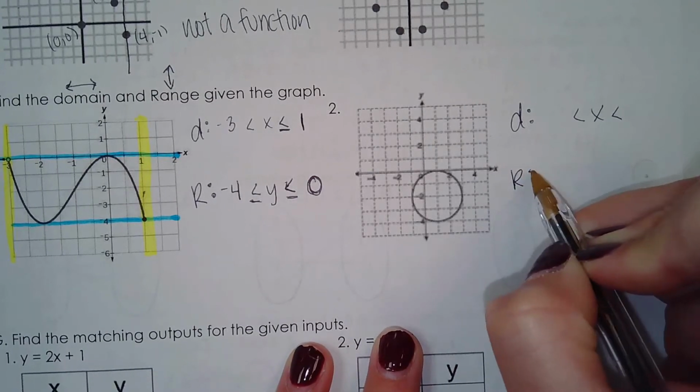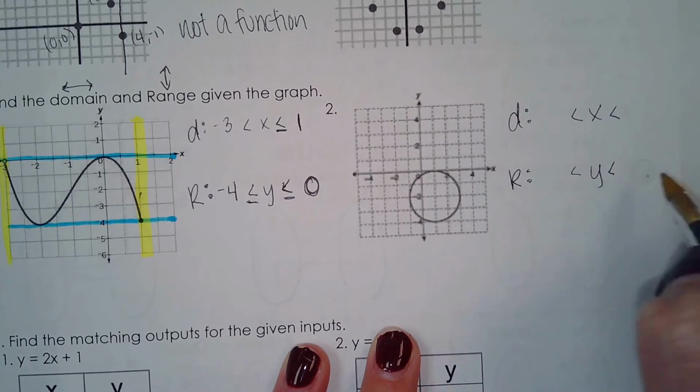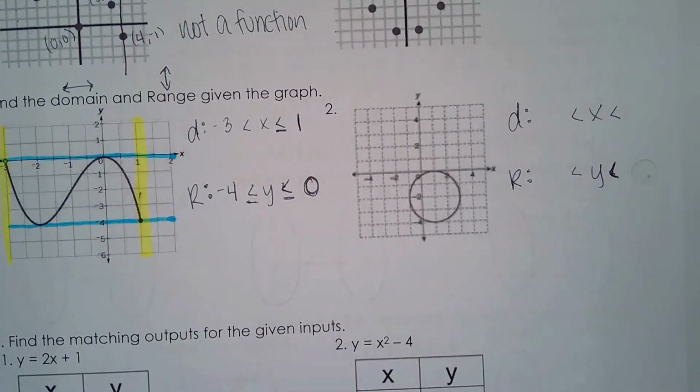For your range, what's gonna be different? Less than, y, less than. And I should have written that smaller, but it's okay. Are we okay? We are great.